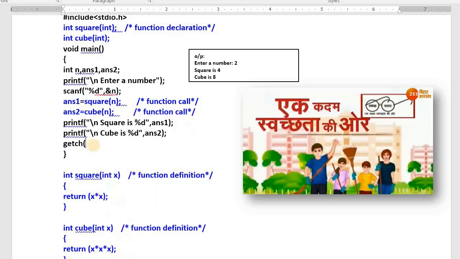Usually you won't get such questions in the examination. You can use it as an example so that the evaluator can give you good marks in the examination. I hope you have understood.